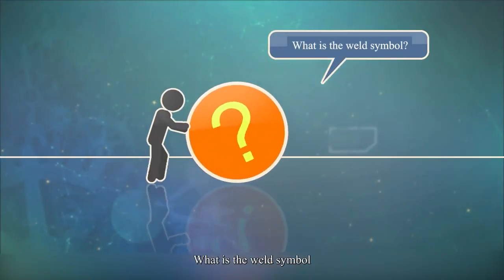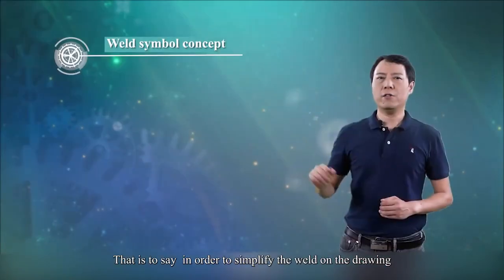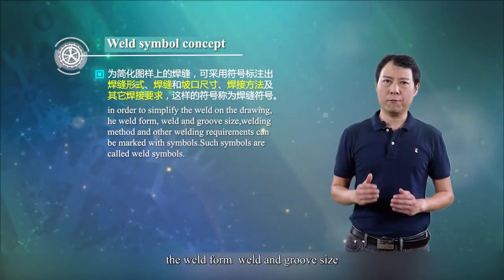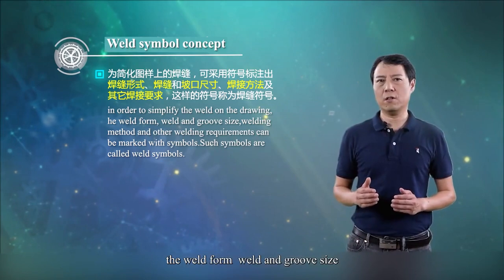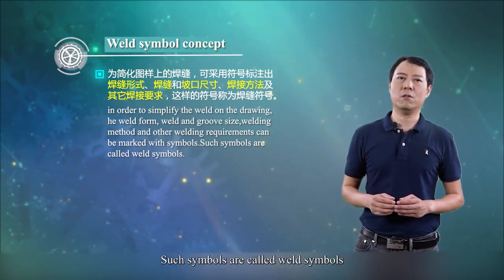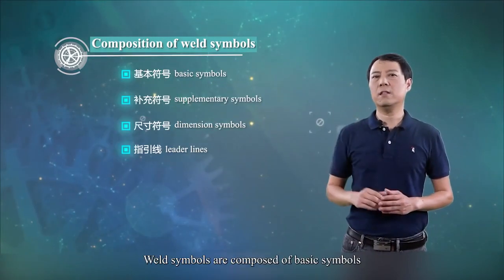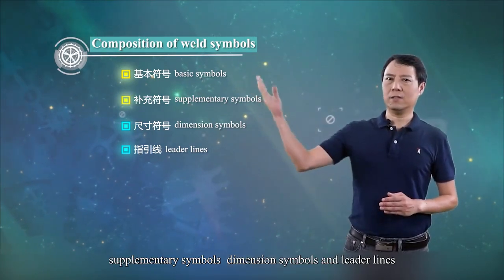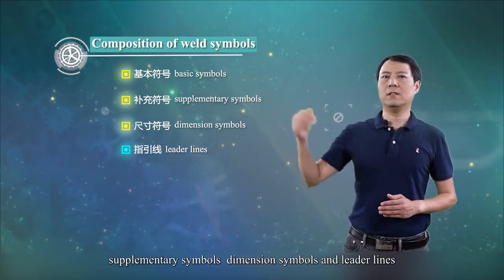What is the weld symbol? In order to simplify the weld on the drawing, we use symbols to mark the weld form, weld and groove size, welding method, and other welding requirements. Such symbols are called weld symbols. Weld symbols are composed of basic symbols, supplementary symbols, dimension symbols, and leader lines.